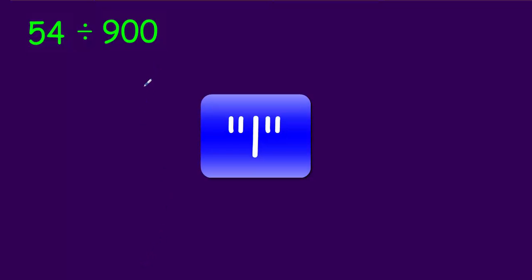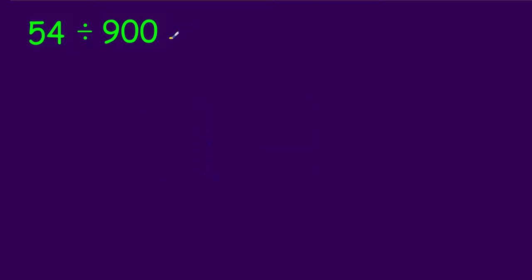Okay, now we have yet another problem: 54 divided by 900. Look at what's different now. It looks very different. We have two factors of 10 now in the number 900. We could still decompose this, and maybe we want to go straight and say the 900 is really 9 times 100, or 100 times 9. So we have two factors of 10 in that number now.